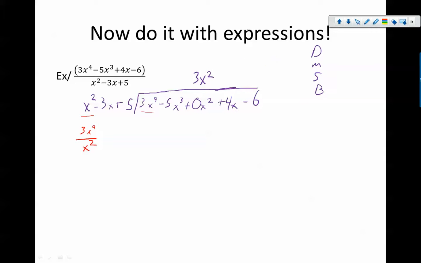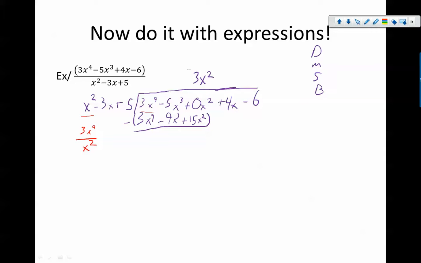Now I'm going to multiply. 3x squared times x squared is 3x to the 4th. 3x squared times negative 3x is negative 9x cubed. And 3x squared times 5 is positive 15x squared. So notice that I multiplied the 3x squared by the entire expression. And again, I vertically aligned the terms when I did that multiplication.